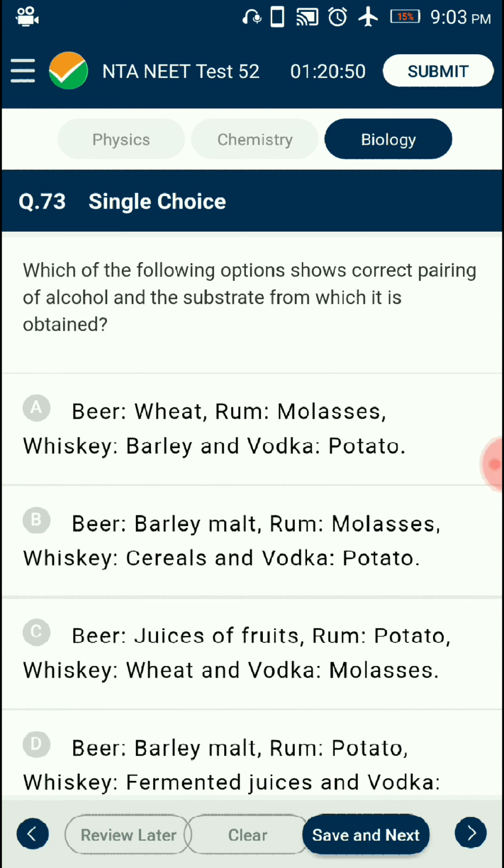Alcoholic beverages like wine, beer, whiskey, brandy or rum are produced by the action of the microbe yeast on the substrate. Ethanol is produced by the action of yeast Saccharomyces cerevisiae on malted cereals and fruit juices. The type of alcoholic drink depends on the type of substrate used for fermentation. Substrates used in the production of wine, beer, whiskey, brandy and rum are barley, molasses, cereals and potato. So the answer for this question is option B. Beer, barley malt; rum, molasses; whiskey, cereals; and vodka, potato.